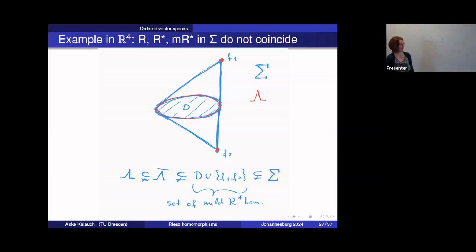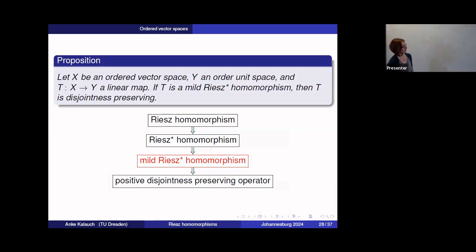So, and this example showed us that this Van Handel proof was wrong from the beginning, when he claimed that mild V star and V star are the same. So now it's clear that they are all distinct notions, and we have this very nice scheme. Every Riesz is V star, every Riesz star is mild V star, and every mild V star is positive disjoint preserving if the range space is an order unit space. This we could prove.